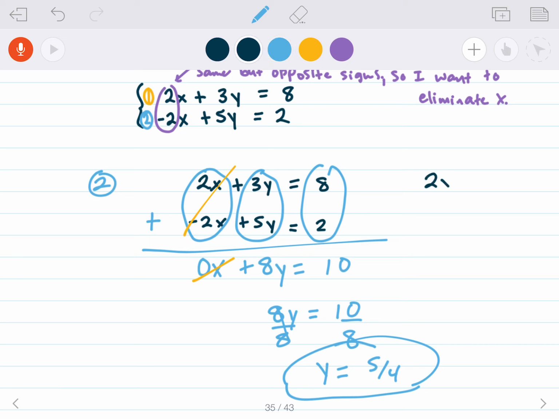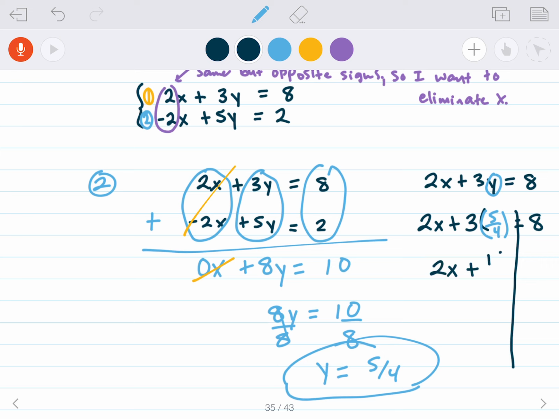My first equation, 2x plus 3y, I'm going to use that one to get x. So I just found out that y was 5/4, so I'm going to plug it in there. So I get 3 times 5/4 equals 8. And I'm just going to solve this equation. So 3 times 5/4 is 15/4, so I get 2x plus 15/4 equals 8.